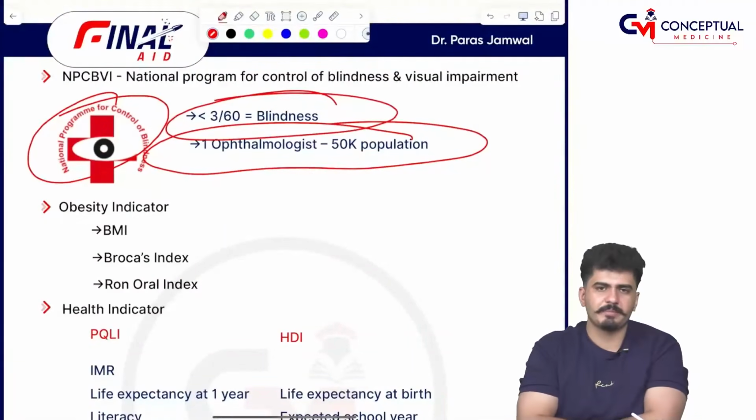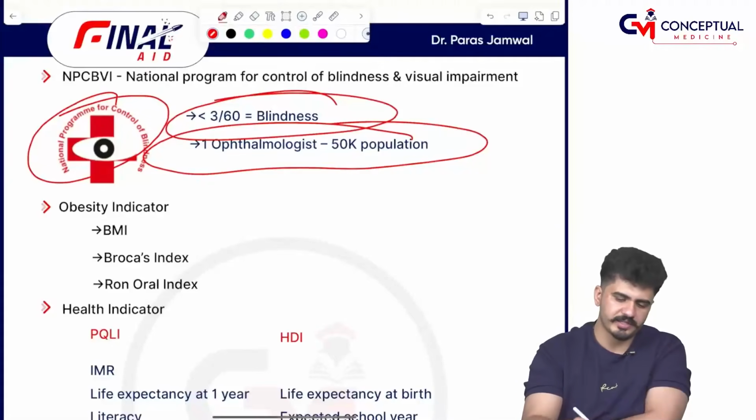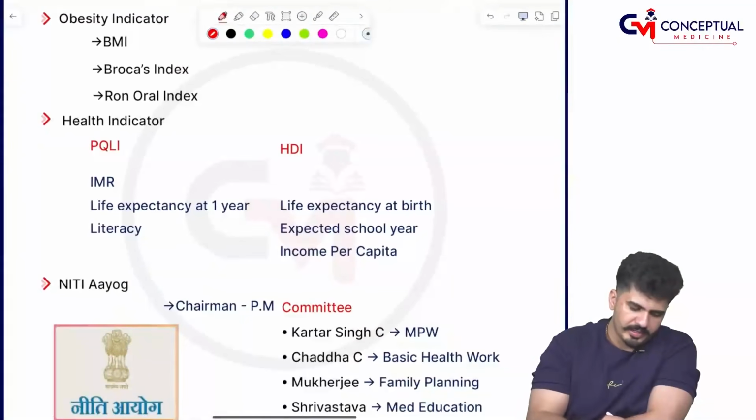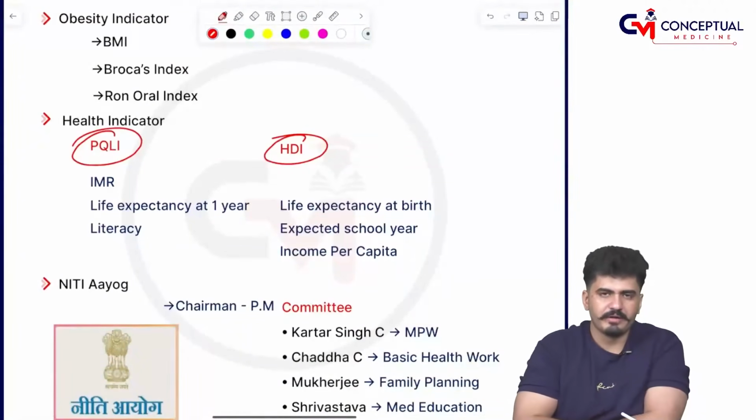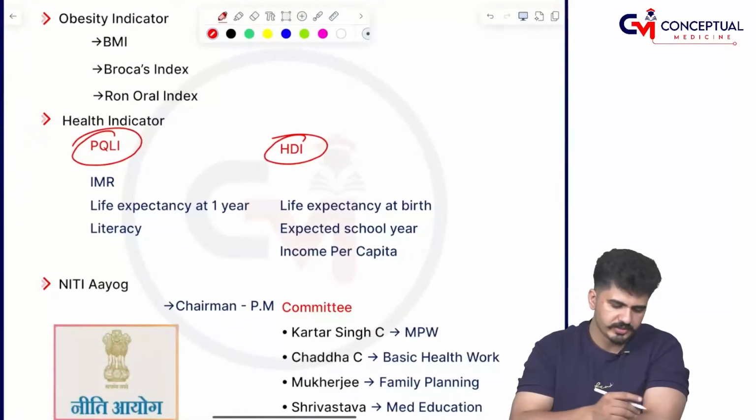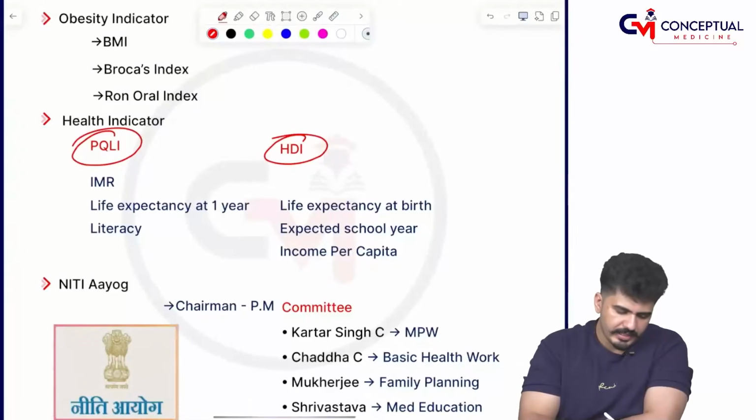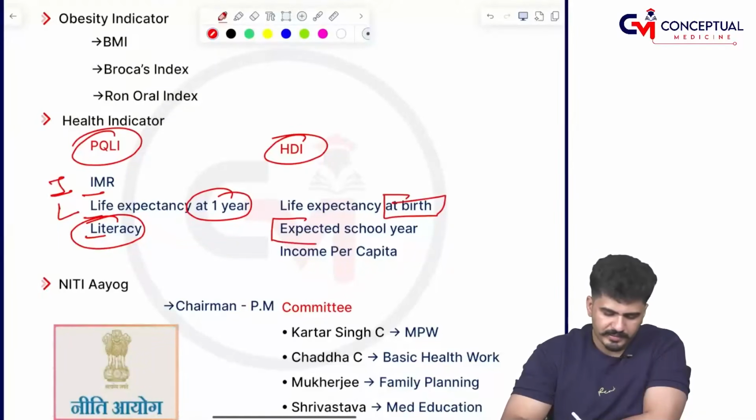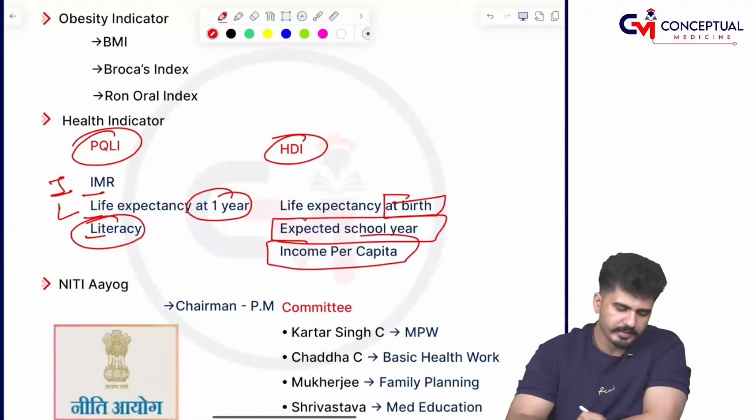Less than 3/60 blindness with the best possible correction is the WHO definition for the blindness, sir. Sir, now physical quality of life index and human development index, what is the difference between these two? These are having infant mortality rate, life expectancy at 1 year and literacy rate. In human development index we are having life expectancy at birth, expected schooling years and income per capita.